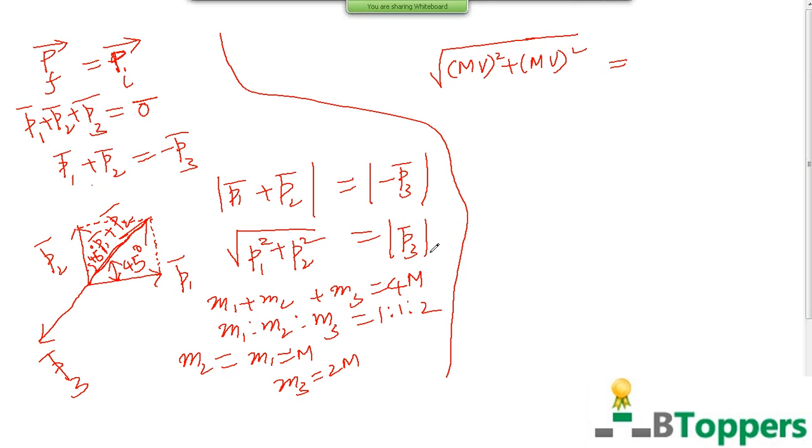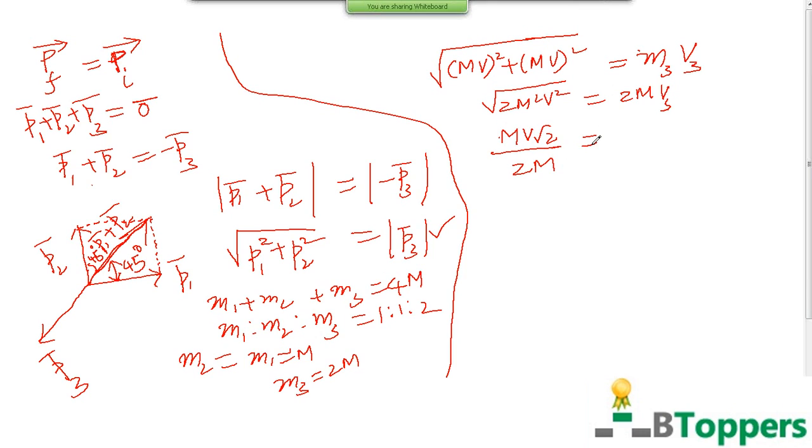Magnitude of momentum of the third part is equal to, on the right side, magnitude of momentum of the third part, mod of P3 bar. You can write mass of the third part into magnitude of velocity of the third part. The left side you can write root of 2m square v square. Mass of the third part equal to 2m. So that is mv into root 2 by 2m. So magnitude of velocity of the third part just after explosion will be v by root 2.